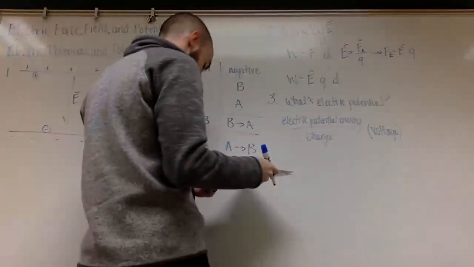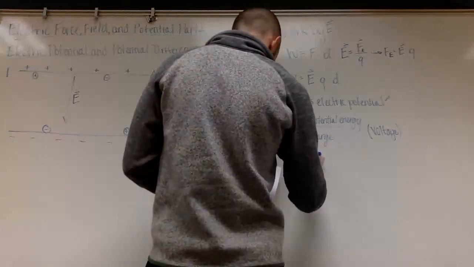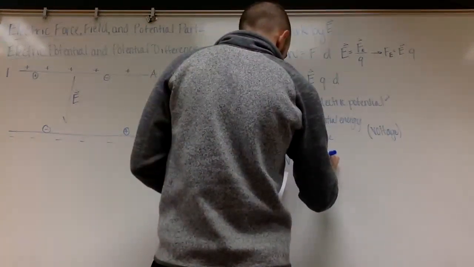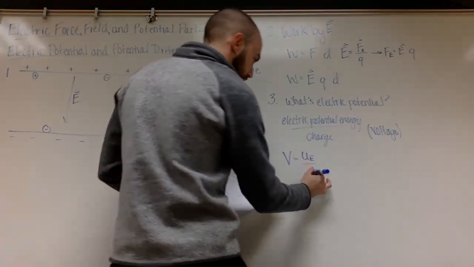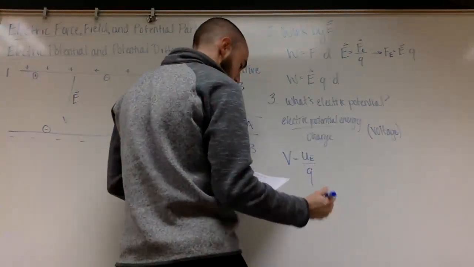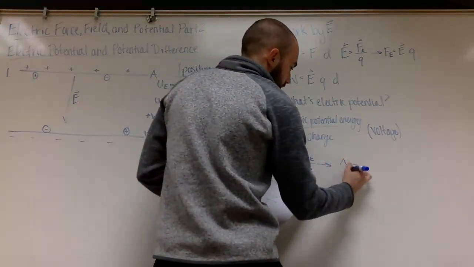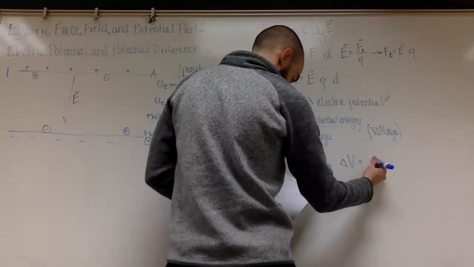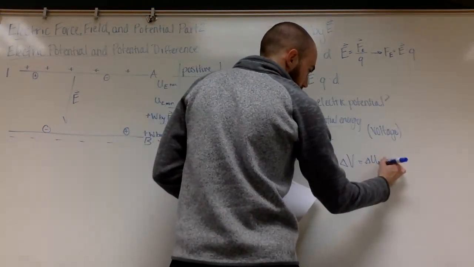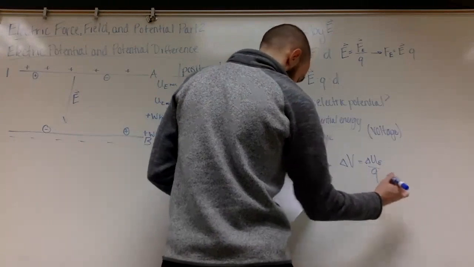So how do we write that out? V is equal to your electric potential energy divided by your charge. You can also see it written as change in voltage is going to be equal to your change in electric potential energy divided by your charge.